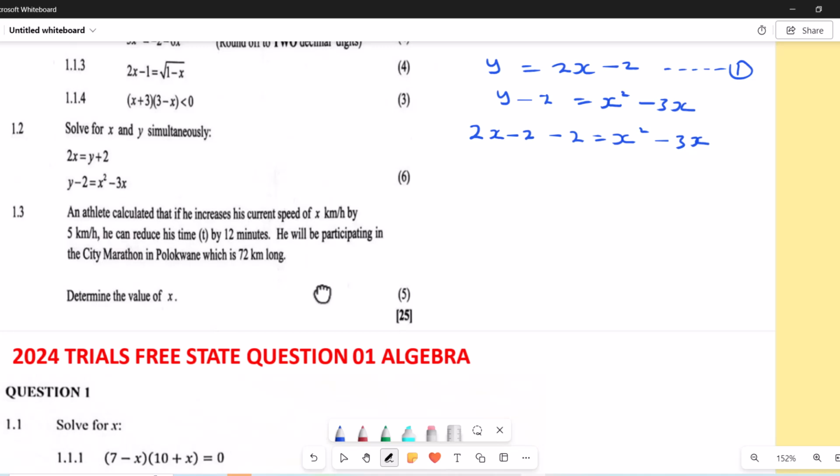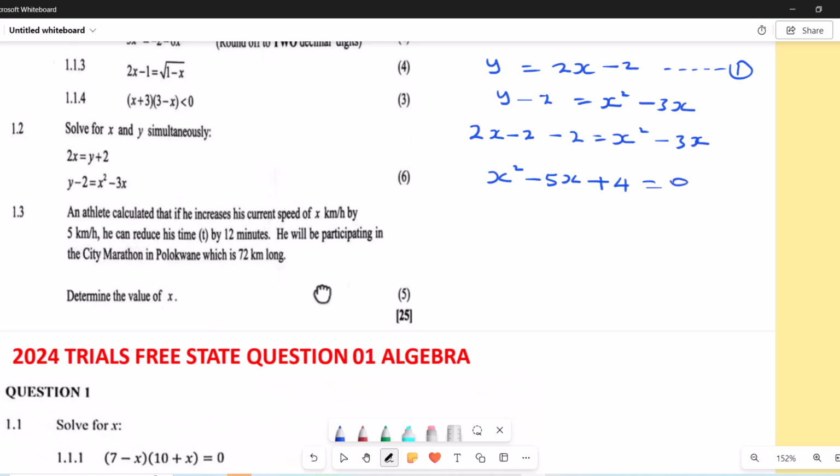Now I must form the standard form. The x squared doesn't have any like term on this side, so I'm going to say x squared. Now the 2x becomes a negative, so negative 3x minus 2x is minus 5x. And then the minus 2 minus 2 becomes plus 4. After putting the equal sign, it equals 0.